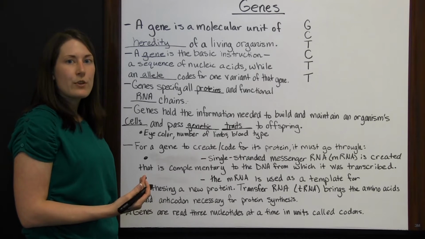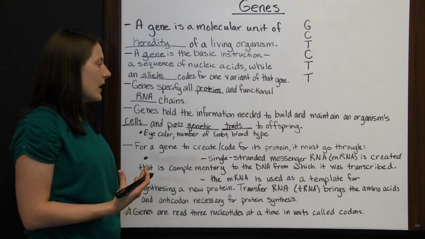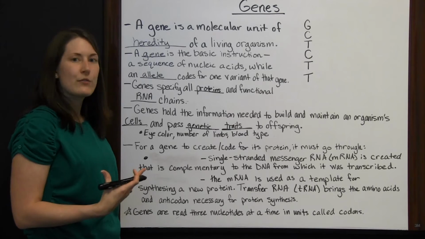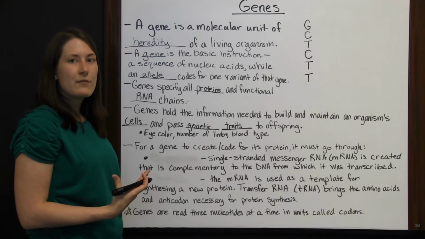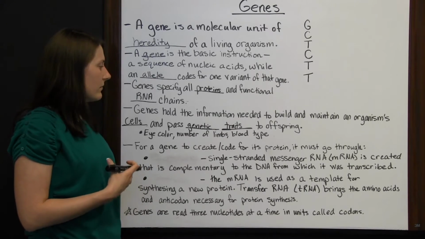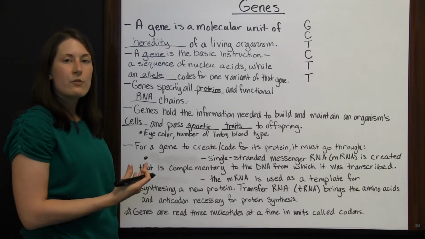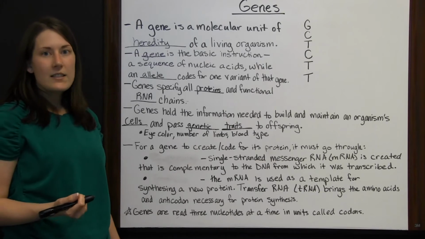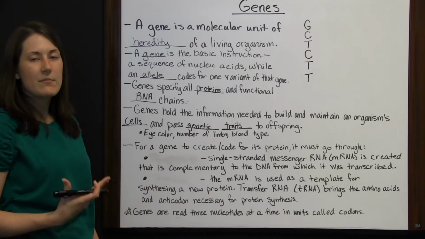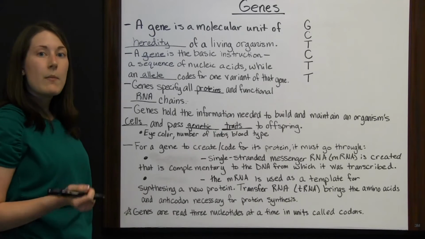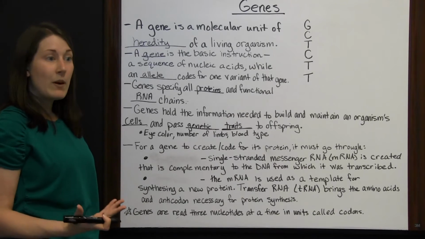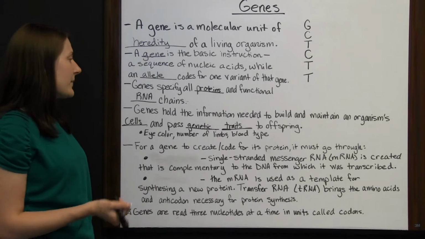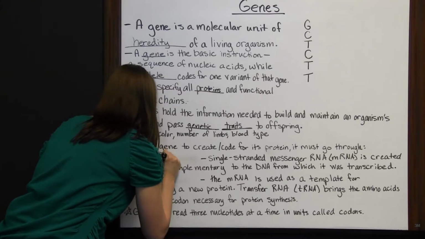You can also search for certain markers in your body for diseases such as Alzheimer's or other hereditary diseases. Those can be tested for, and your DNA will show, your genes will show if you have a likelihood of getting that disease. And so that's definitely not something you can see just by looking at someone. It's something that you would have to do more research into. But it's possible by looking at the genes in your body. Now, for a gene to create or code for its protein, it must go through transcription.